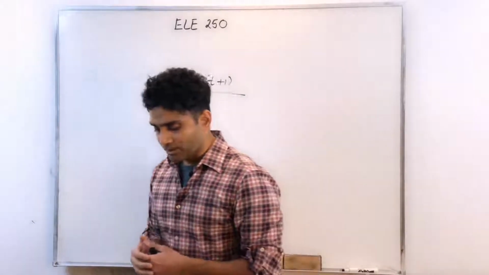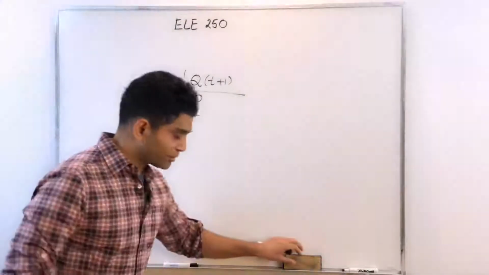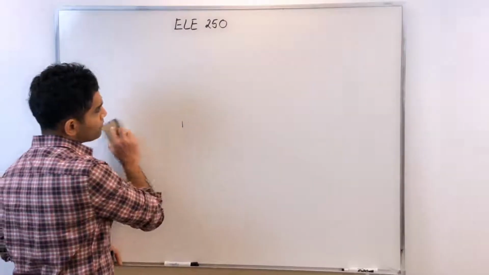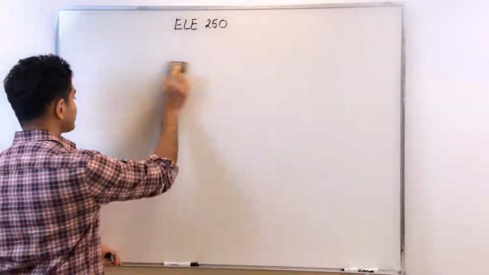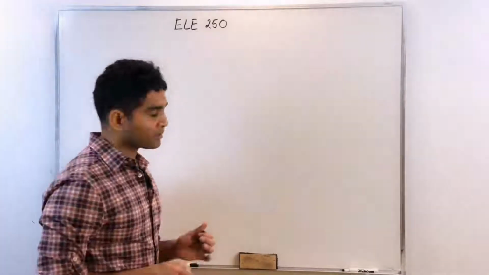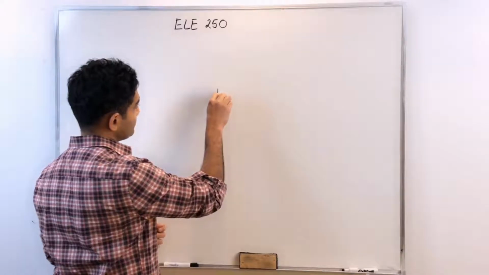All right. So that's the characteristic table for the D flip-flop. Now let's examine the D flip-flop, and I would like to modify this a little bit and see what additional functionalities we can get from that modification. So I'll start with the D flip-flop.